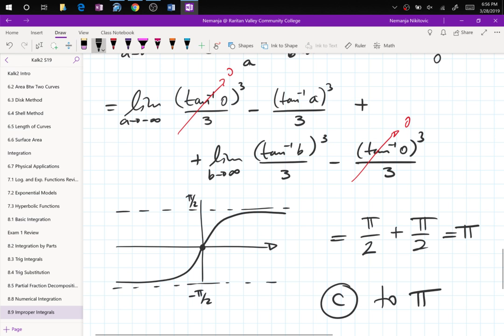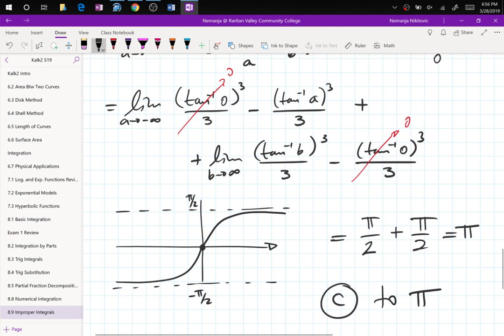So, inverse tangent of 0, you look at the graph, is 0. Because 0x gives 0y because it goes to 0, 0. So this term and this term are both going to 0 because they have inverse tangent of 0. Just like inverse sine of 0 is also 0. And inverse cosine of 0 is not.